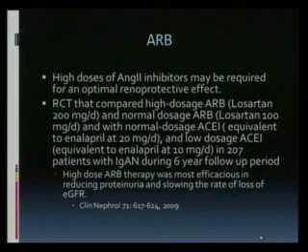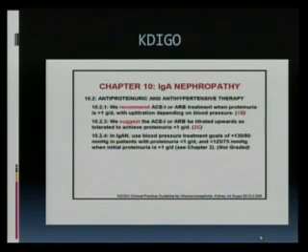You had another arm that was using enalapril at 20, and the fourth arm was using 10 milligrams. And they found that the high dose ARB was the most efficacious in reducing proteinuria and slowing progression. This is just one trial that said ARB performed a little bit better than ACE, but in general, either one works.